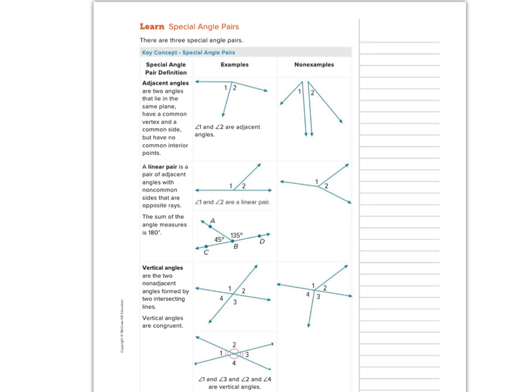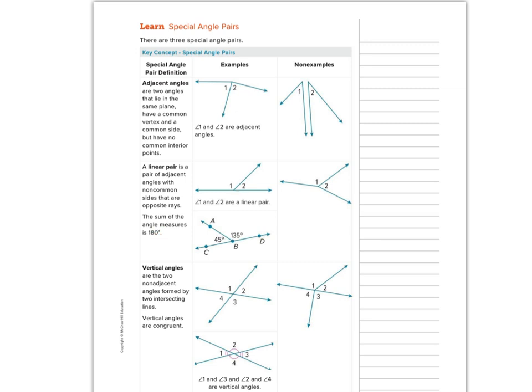Linear pair. Linear pair are two angles that make up a straight line. They are adjacent, they share a ray, they share a side, and they have a common vertex. So angle 1 plus angle 2 are a linear pair here. In this case, these do not form a linear pair because they do not form a straight line. I'll just remind you that the sum of the angle measurements of a linear pair is 180 degrees.